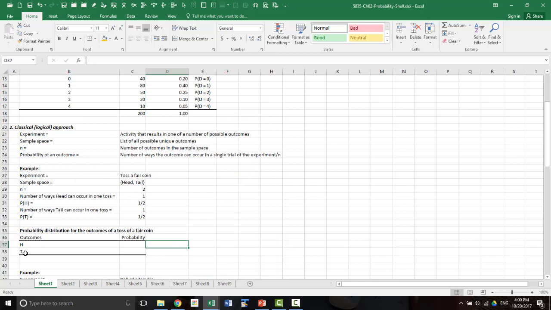So if H stands for head and T stands for tail, then this is the head probability and this is the tail probability. Now you see the two probabilities sum to 1.